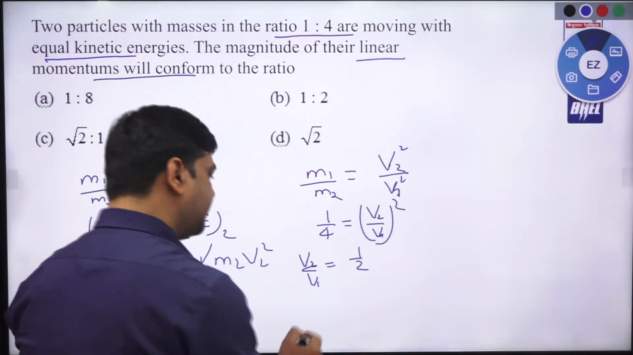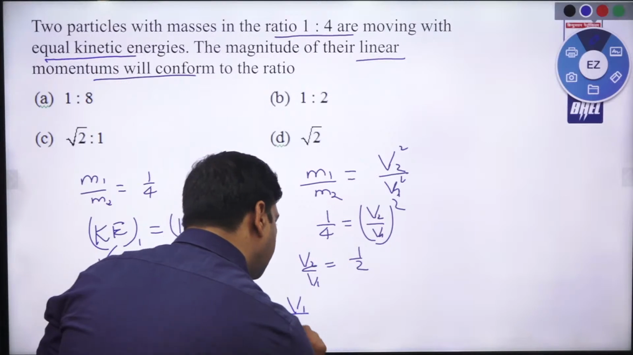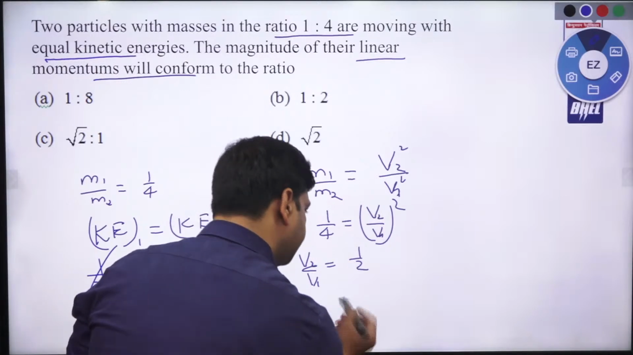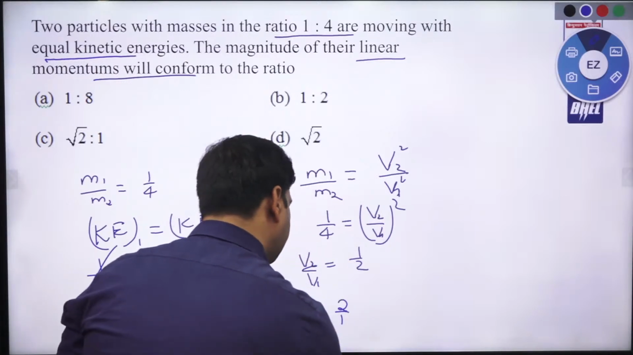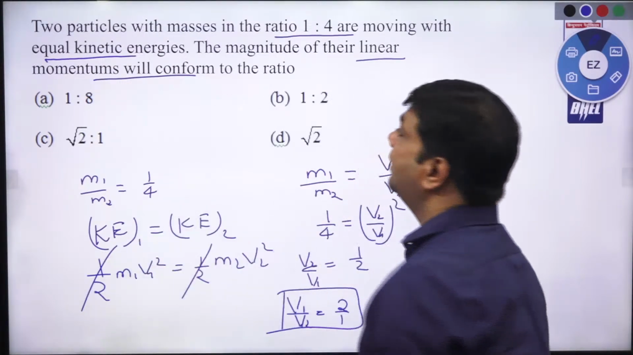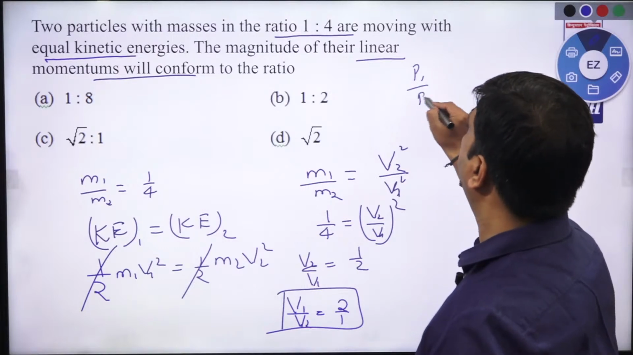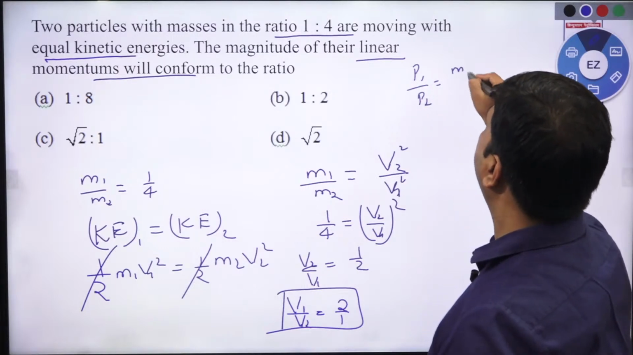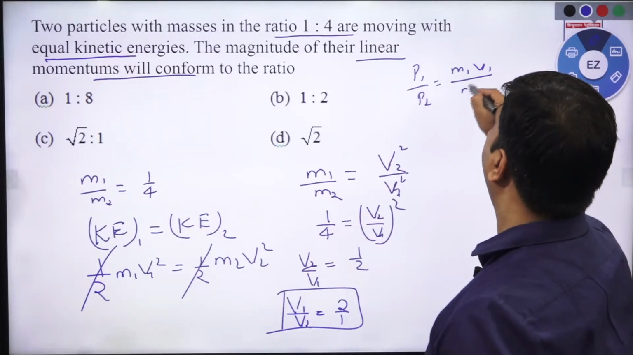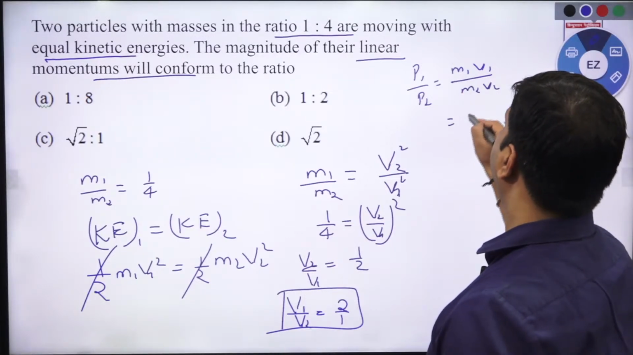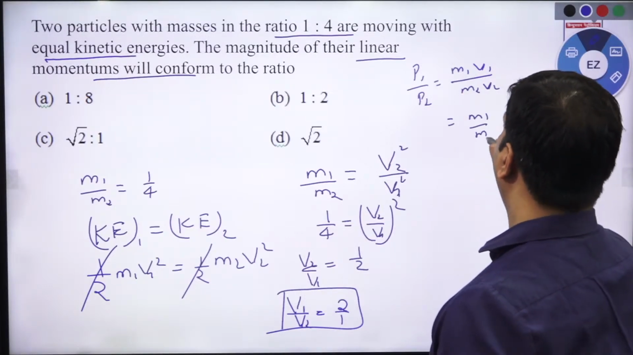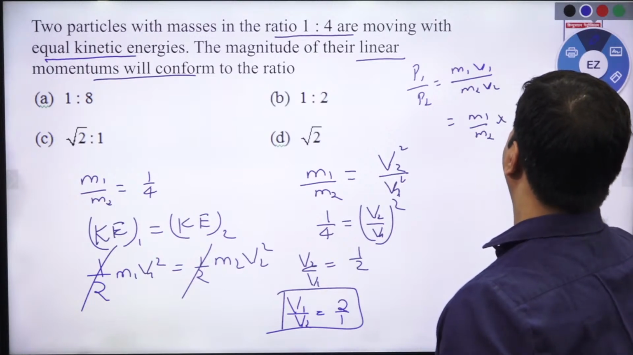So from here we can just write v1 by v2 equals 2/1. They are asking the ratio of their linear momentum, that is p1 by p2. That is equal to m1 v1 upon m2 v2. We can write it like this: m1 by m2 multiplied by v1 by v2.